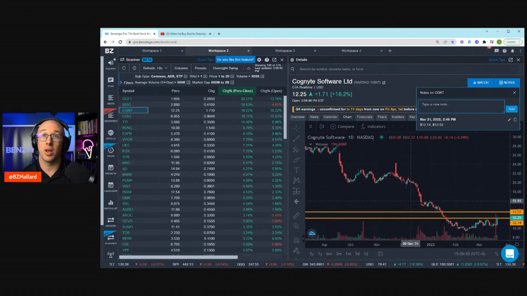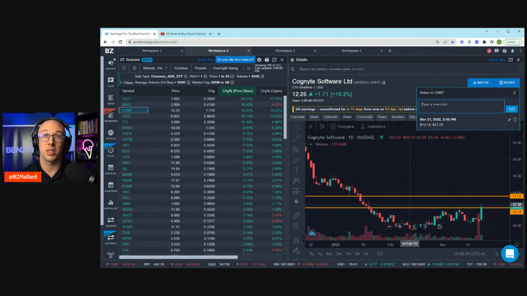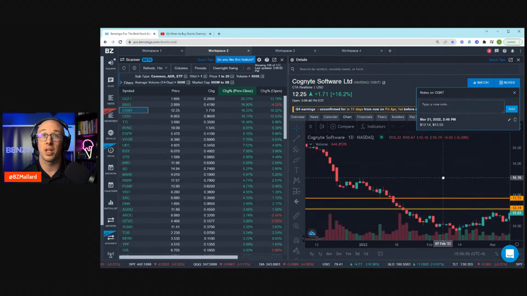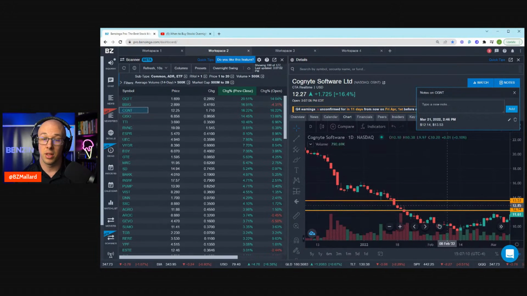And then the next level I'm paying attention to is $13.53, because I looked to the left and I saw where there was a shadow going down to about 13.53. And then also there was this bigger red candle that broke beneath that in the past.